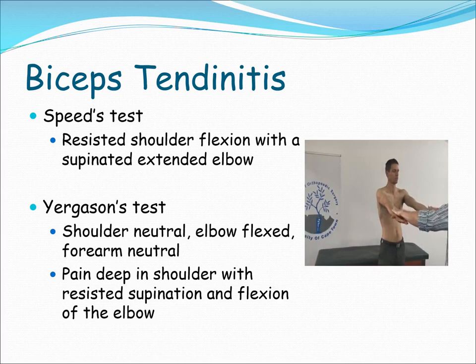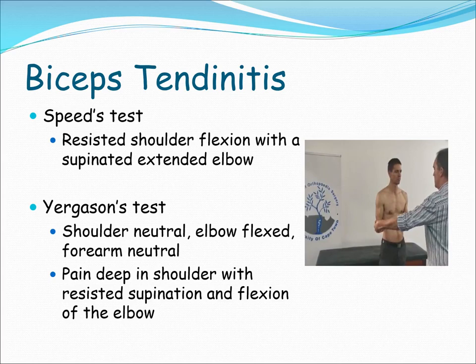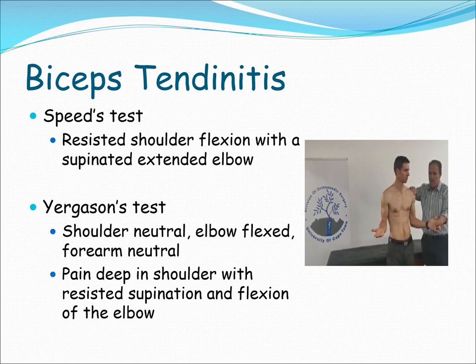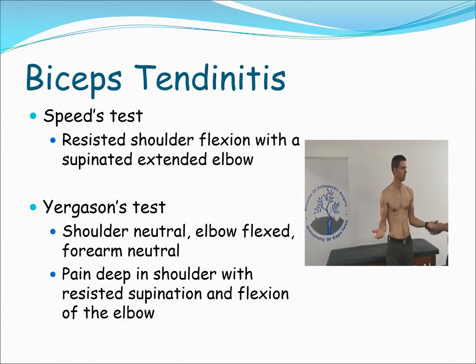Then you place the arm in external rotation 30 degrees, ask them to flex and supinate the arm against resistance while you are palpating the biceps as shown in the video here. Reproduction of the pain is considered a positive test.